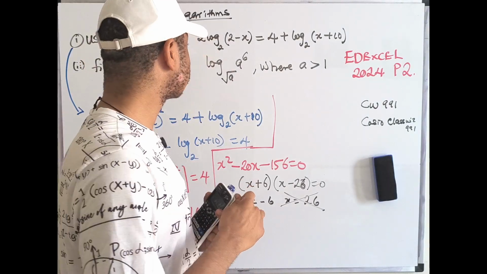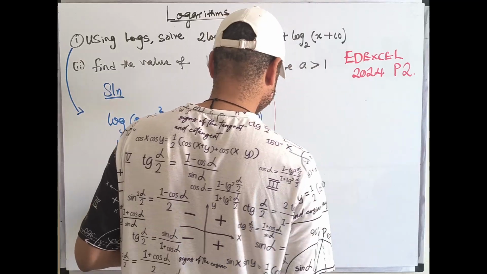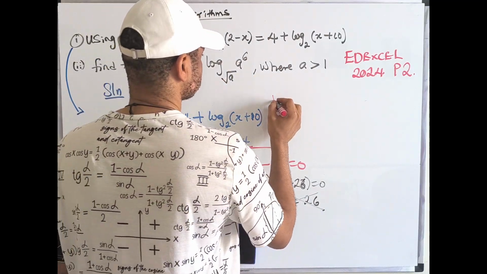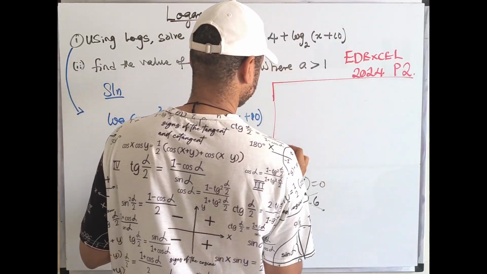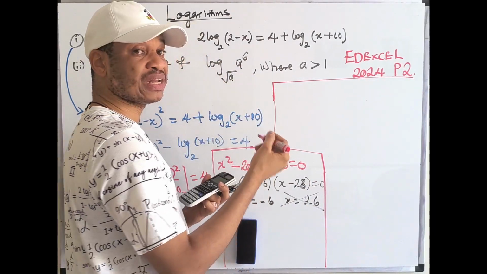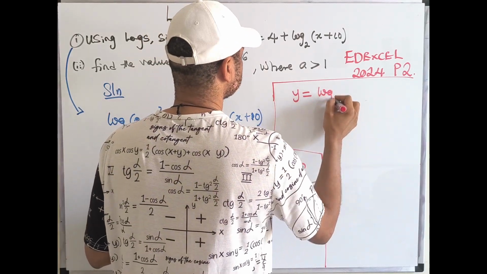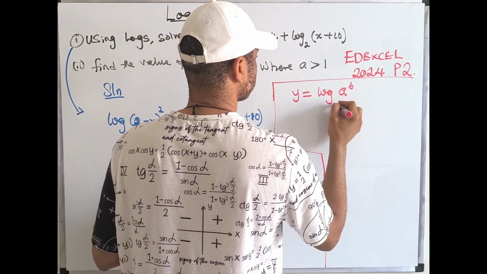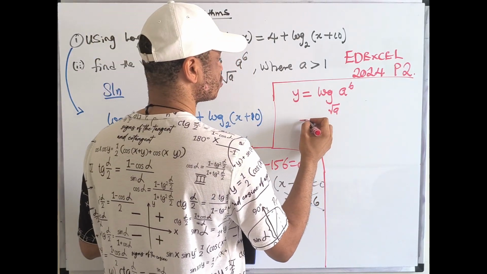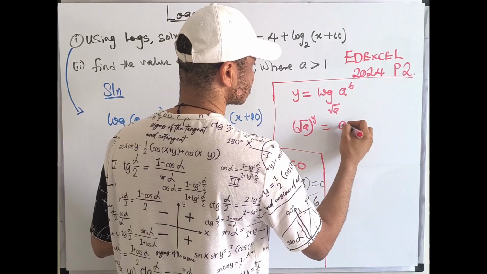Okay? All right, let's do the second one. So for the second one, for part B, we were told to solve this, to find the value of a. Okay? All right. So I'm going to make this y. So I'm looking for y. y is equal to log of a to the 6, to base square root of a. Then I apply the law, this takes this up. So square root of a to the power of y is equal to a to the 6.